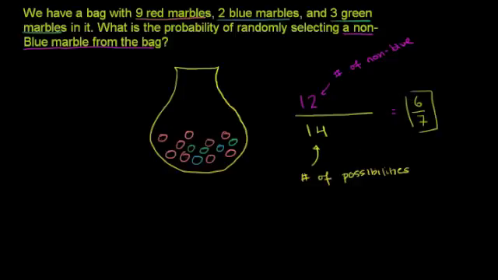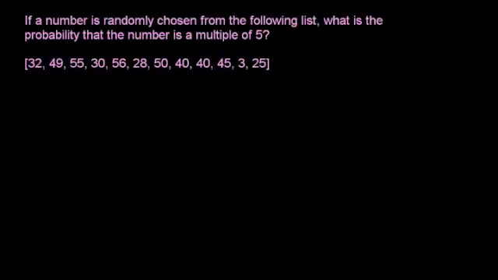Let's do another one. If a number is randomly chosen from the following list, what is the probability that the number is a multiple of 5? So once again, we want to find the fraction of the total possibilities that meet our constraint, and our constraint is being a multiple of 5. So how many total possibilities are there?